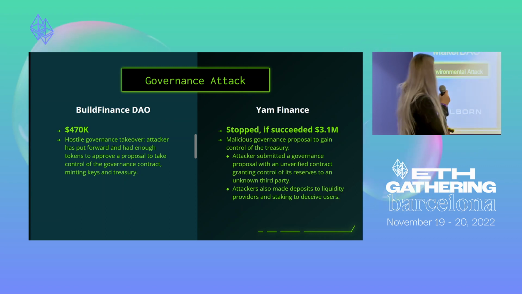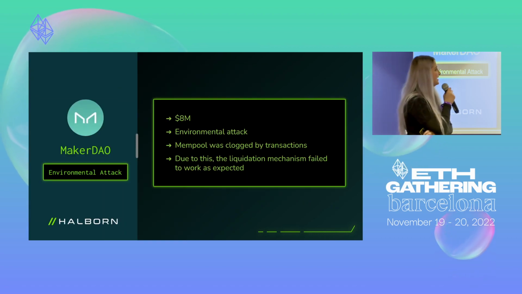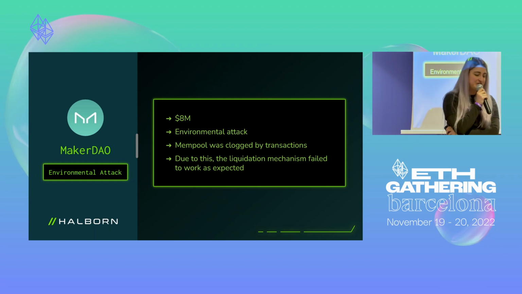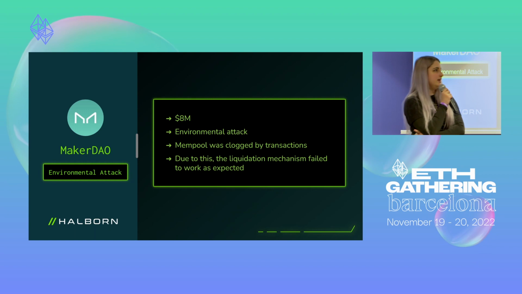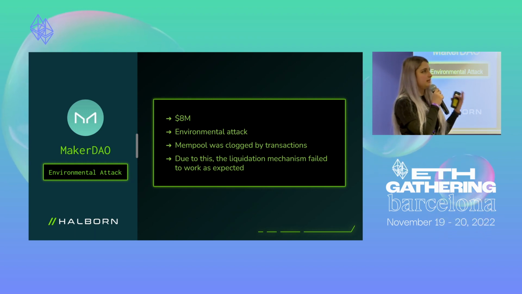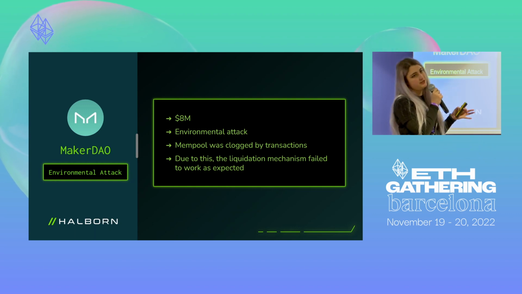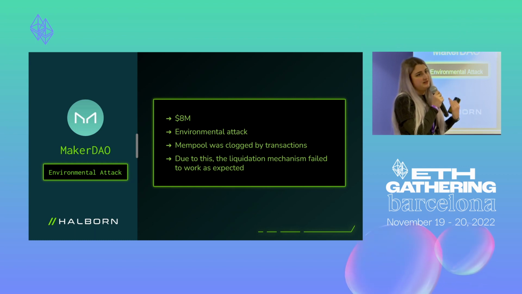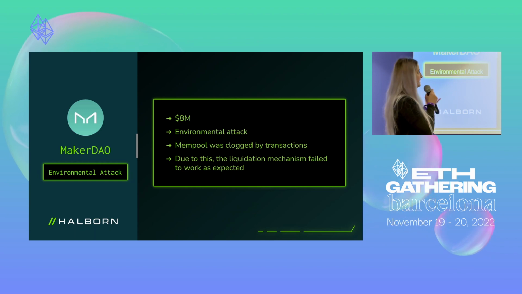Next one, we are gonna talk about MakerDAO. That was an environmental attack. So they lost 8 million. And the thing was, there was an attack on the mempool. And they actually used that denial of service attack on the mempool to attack the liquidation mechanism process, which was audited and worked fine. So they didn't actually prevent this. Like, they didn't see it coming.